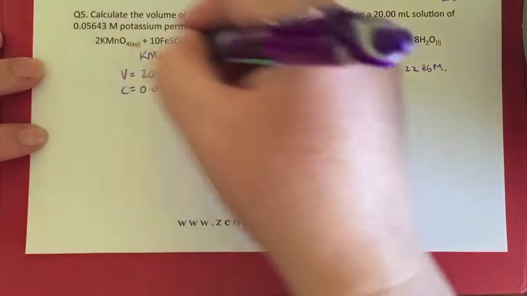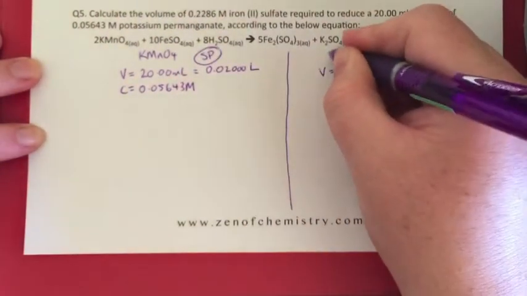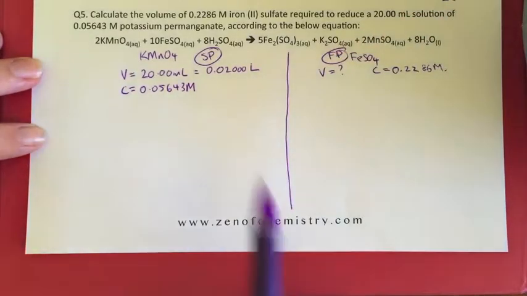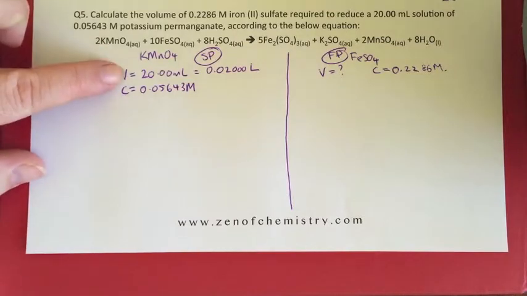Okay, this is our starting point. This is our finishing point. Okay, this is where we're starting. This is what we want to find out. So we've got a concentration of volume.